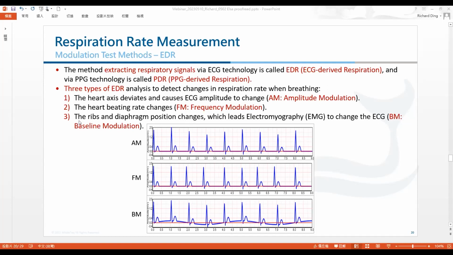And the third is the ribs and diaphragm position change. This leads to electromyography EMG change. So this change will change the ECG baseline. So like this one, the baseline changes. So this is baseline modulation. So there are three types of EDR that can measure the breathing rate or respiration rate.